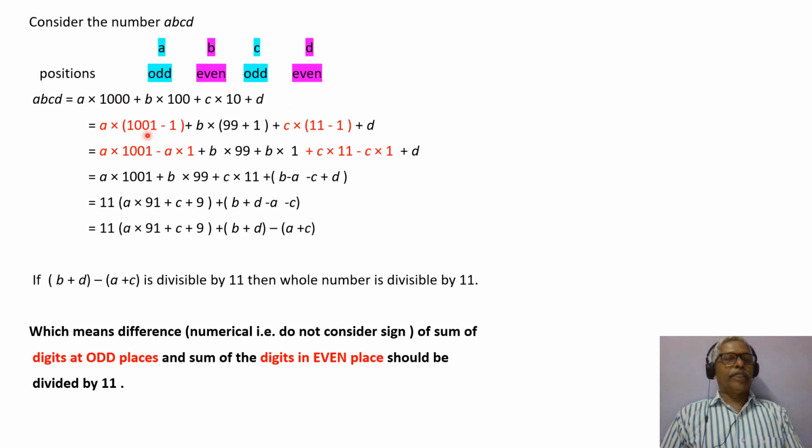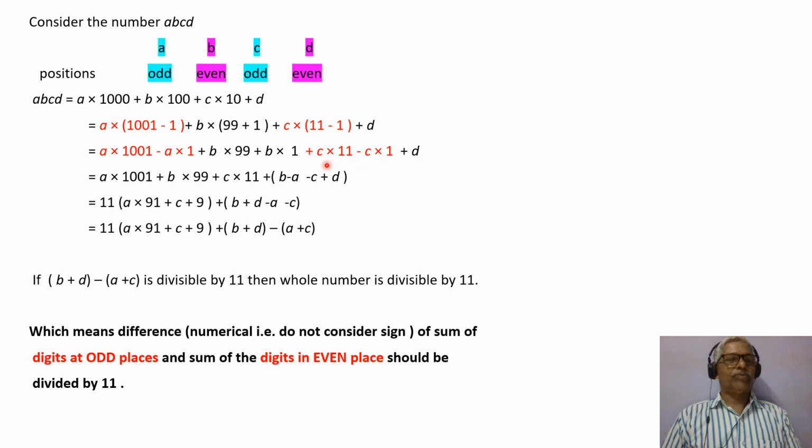Now this 1000 is written as A into 1001 minus 1, plus B into 99 plus 1, plus C into 11 minus 1, plus D. Okay, you know this, you have done this in the previous example also. Now multiply this: A into 1001 minus A into 1 plus B into 99 plus B into 1 plus C into 11 minus C into 1 plus D.